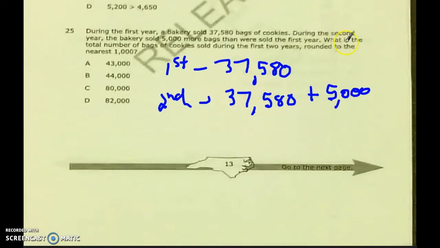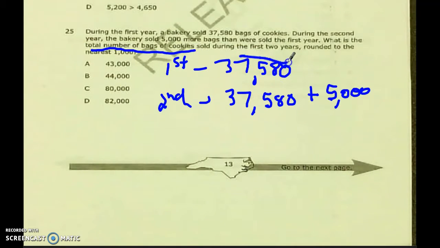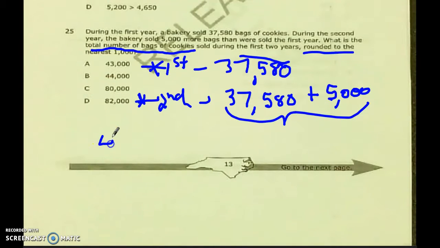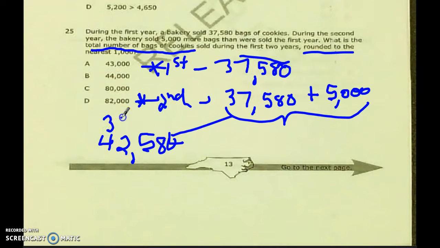So let's see what it is they're looking for. We want to know the total number of bags of cookies for the first 2 years. So I need to know the first year and I need to know the second year. And then afterwards, I'm going to round it to the nearest thousand. So if I add 37,000 plus 5,000, this amount would be 42,580. And this one is still 37,580 because this is my first year, and then there's my second year with it. Okay.